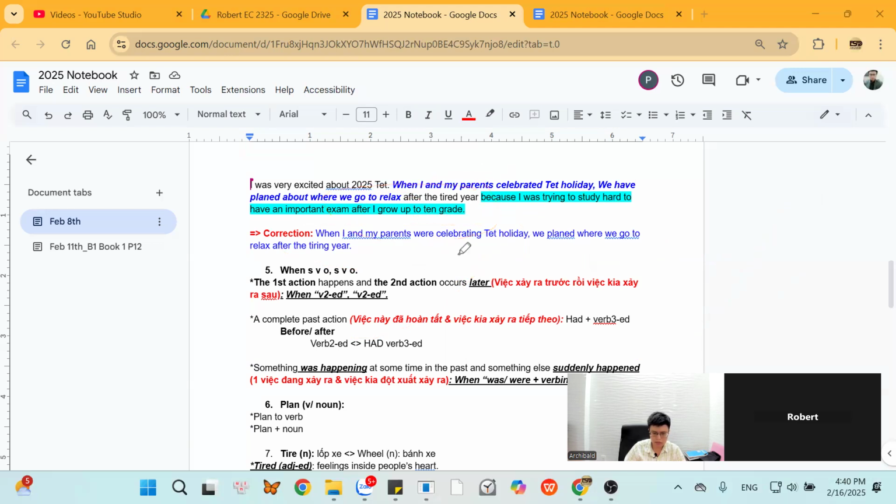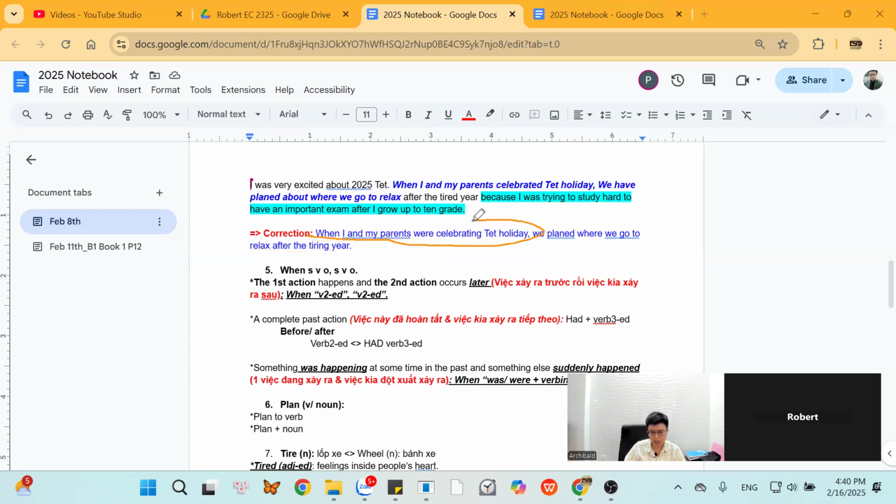Before I moved to 10th grade, I tried to study hard to pass an important exam. So what about because? Here, can you type your sentence here? This is your first sentence in the paragraph.